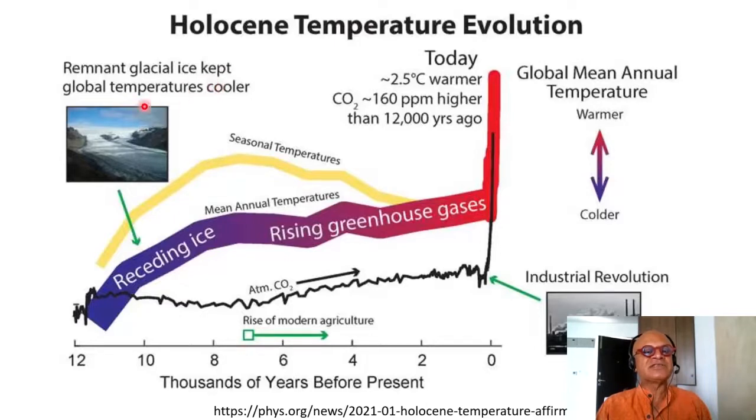So remnant glacial ice kept global temperatures cooler over here. So the ice age ended, but lots of mountain glaciers in the Alps, Himalayas, high latitudes, Greenland, etc. were still in the ice age mode, slowly melting away. So that effect was overwhelmed by the rising greenhouse gases, which then affected the seasonal temperatures and the annual temperatures as well. So here today, global mean temperature was colder here, warmer here, Industrial Revolution. Today we are 2.5 degrees C warmer compared to the end of the ice age. CO2 is 160 ppm higher than 12,000 years ago. So these are also very critical.